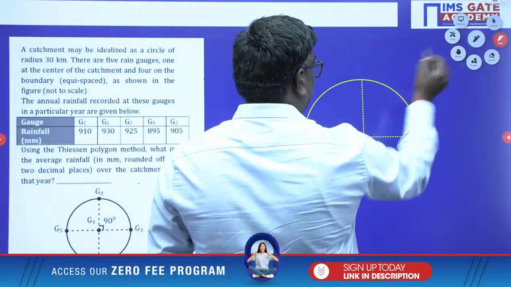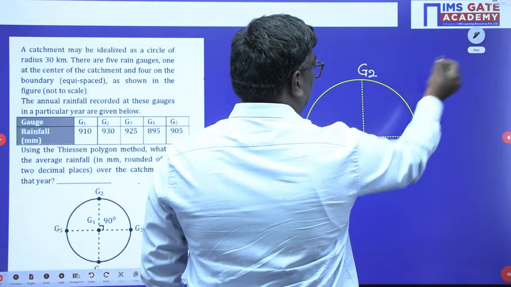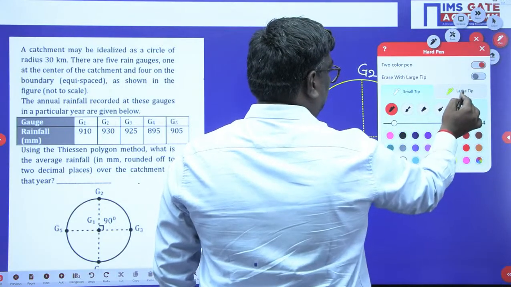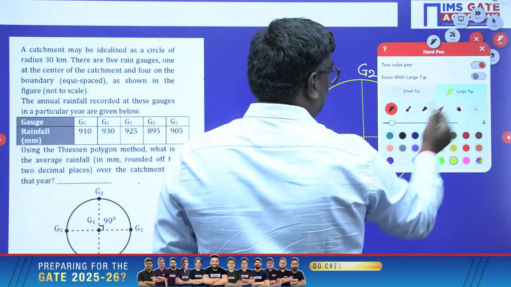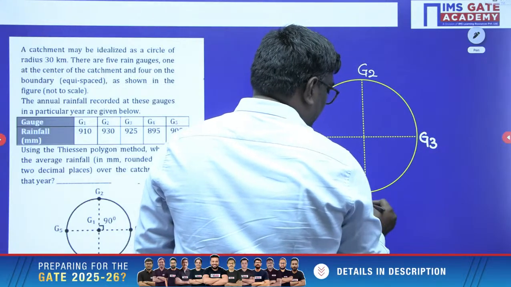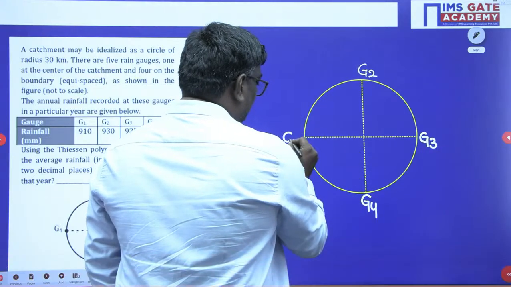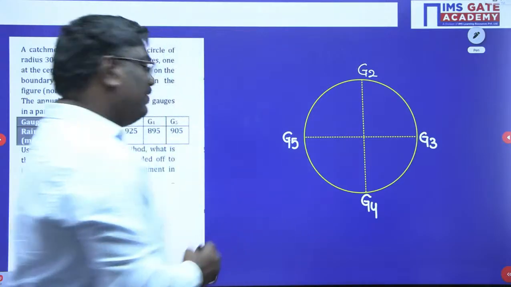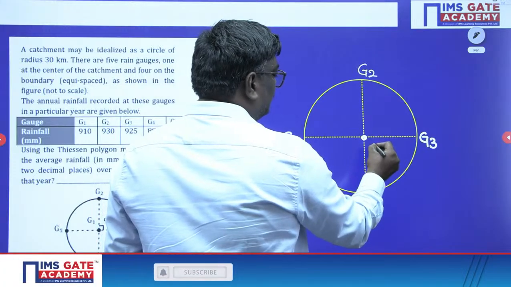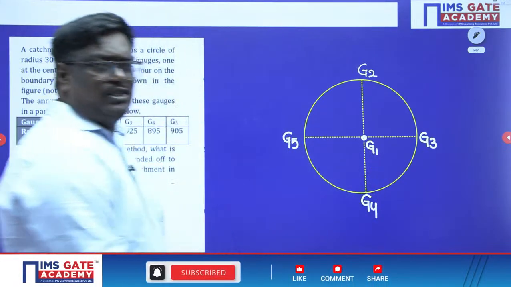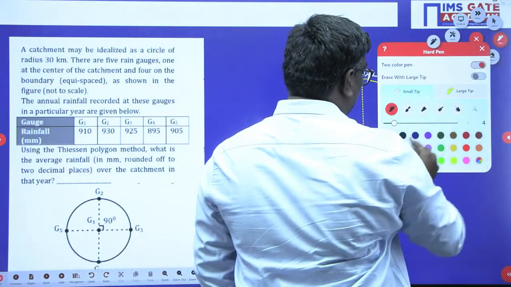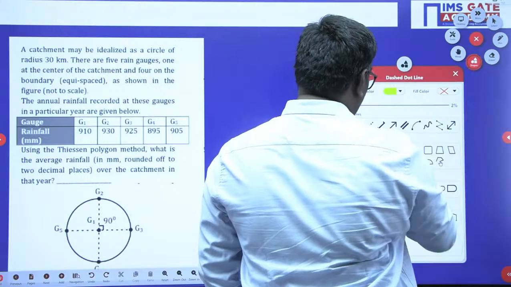So here, students, I am writing G2 here. So it is G3, it is G4 and we have G5. I hope everyone is clear. Very good. Here we have G1. Now my dear students, let me tell you how to do the problem in the Thiessen polygon method.